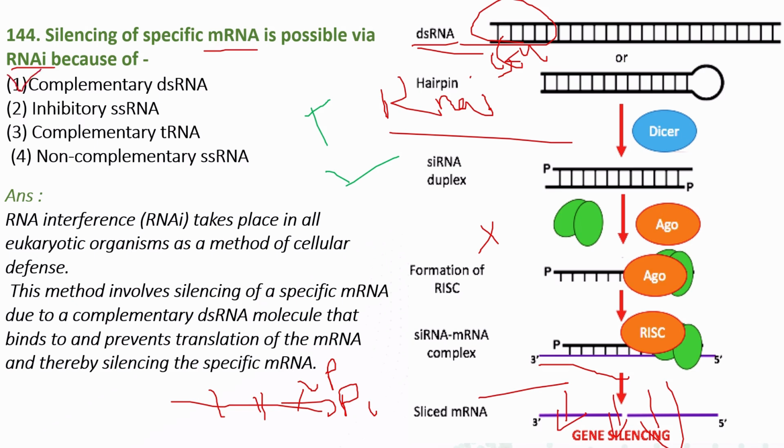Okay, so the complementary double stranded RNA will induce the silencing of the mRNA. Normally this complementary double stranded RNA is present for the self defense of our organisms, against parasites or the like. Okay, we'll move on to the next question.